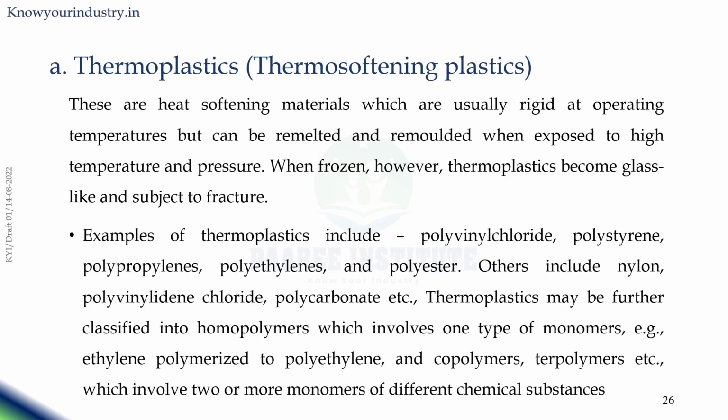Here we have described what thermoplastics are. These are heat-softening materials which are usually rigid at operating temperature but can be remelted and remolded when exposed to high temperatures and pressure. When frozen, however, thermoplastics become glass-like and subject to fracture. Examples: polyvinyl chloride, polystyrene, polypropylenes, polyethylenes, and polyesters. The list keeps going.